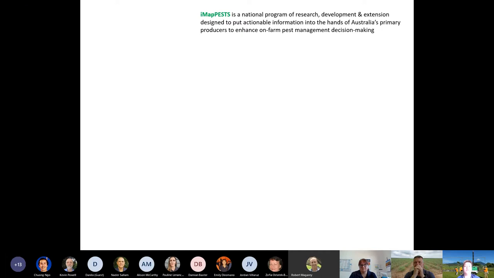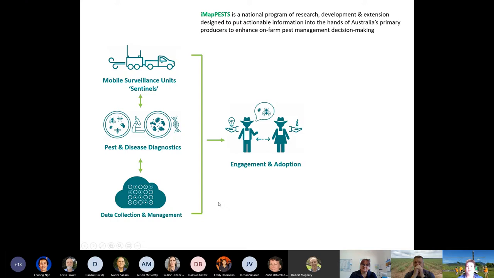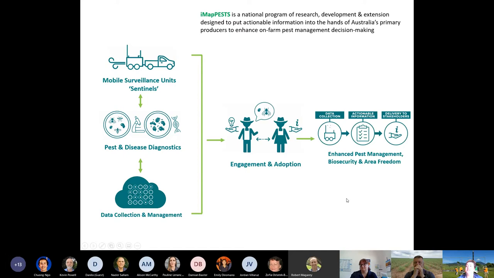So this all starts with good surveillance. So we're developing these mobile surveillance units we call Sentinels, and samples captured by our traps on board these Sentinels are sent through to entomologists and diagnosticians who then review these trap samples, and then we collect all the data and push that out through engagement activities and encourage adoption of the data. All of this is designed to enhance pest management, biosecurity and area freedom.